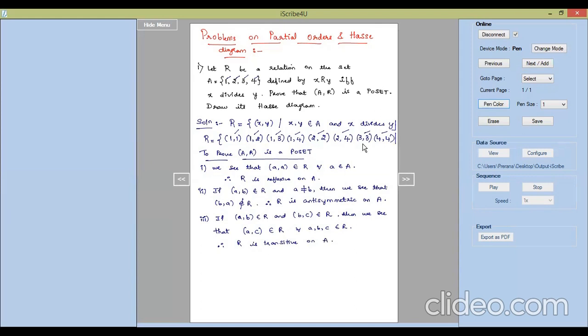So we observe that the three conditions for a poset are satisfied. R is reflexive, R is antisymmetric, R is transitive. Thus we can conclude that R is a poset, a partially ordered set on A. R is a partial order on A, which is the same as writing A, R is a poset. So now we have to draw the Hasse diagram for the same.